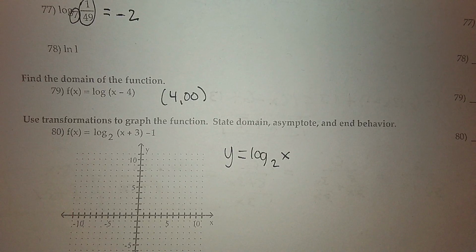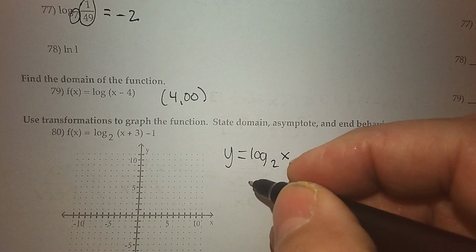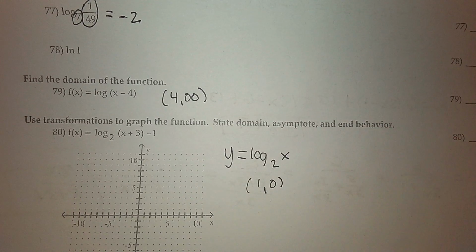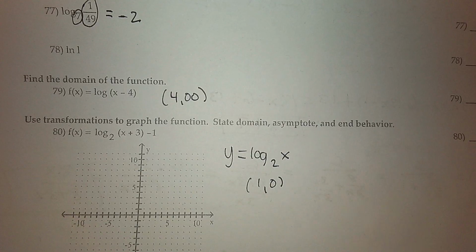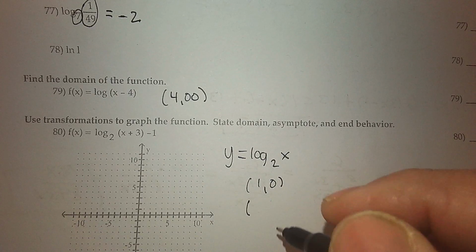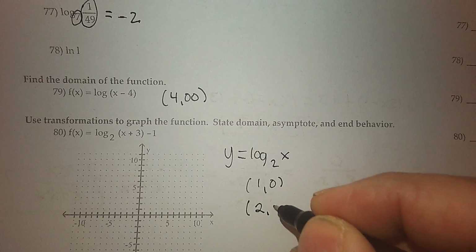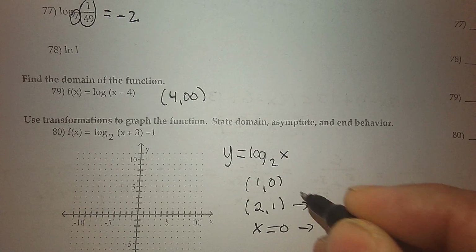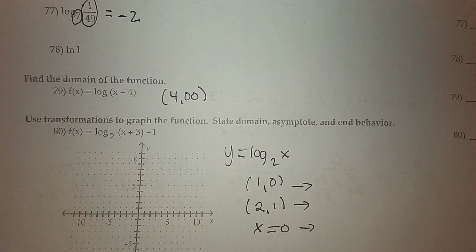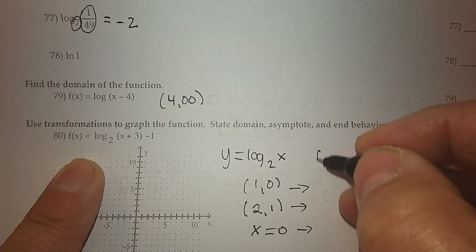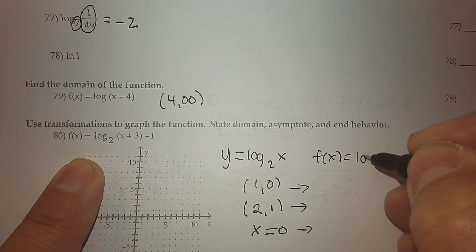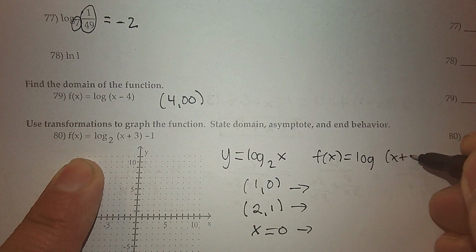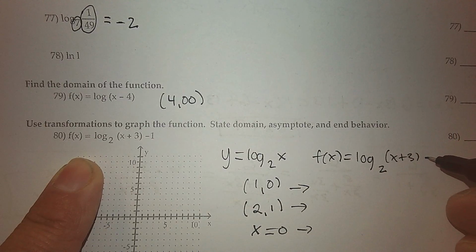What are the parent points and asymptote for a logarithm? So 1 point on a logarithm is 1 and 0. It is the inverse, right, of an exponential. Another point on there would be the base, which is 2 and 1. And then the asymptote is x equals 0. Our function is f of x equals log of x plus 3, base 2, minus 1.